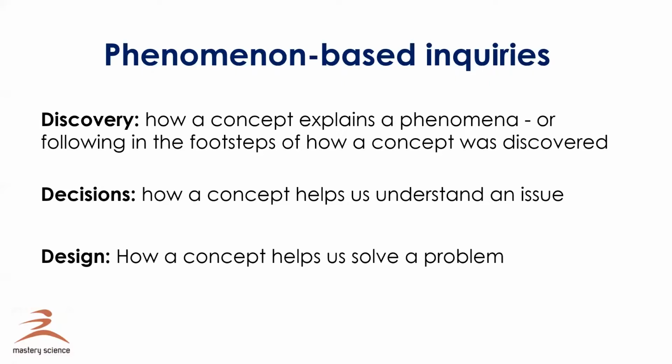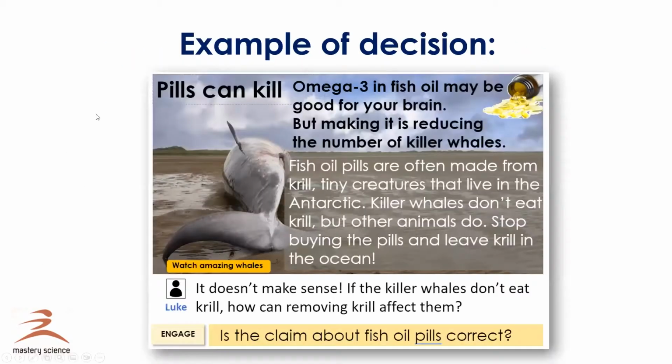We found that there are three different, we call them Ds, types of use for each concept, and each concept will naturally fall into one of these. We've got discovery, decisions, and design, and deciding which one of those it is can help us inform exactly what that inquiry is going to be. If we have a look at each type from complete mastery, you can get an idea of what we mean by each of these.